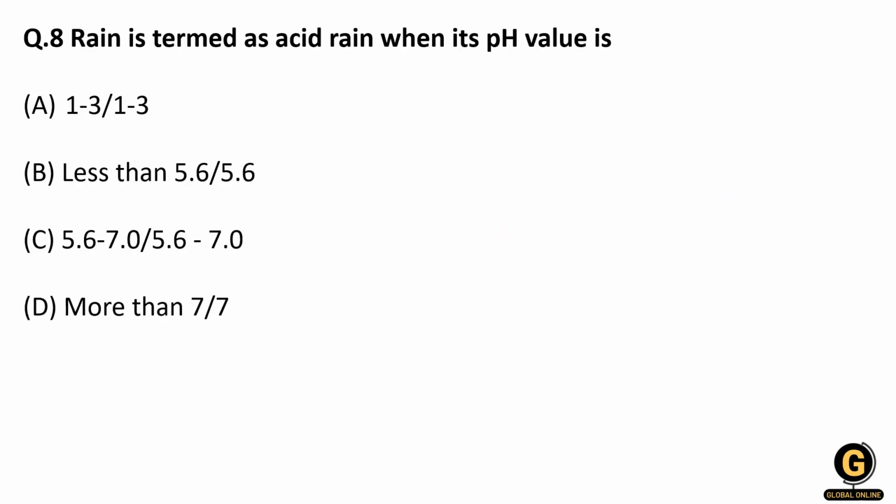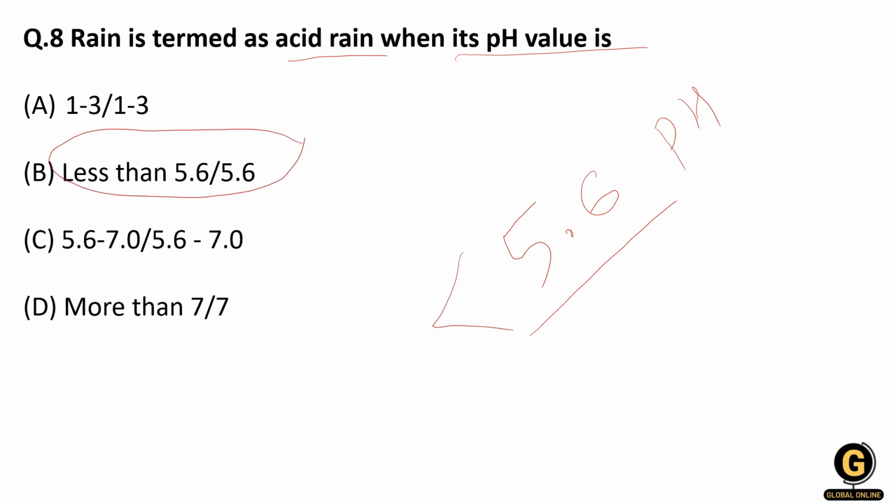The rain is termed as acid rain when its pH value is... So students, generally the pH value of normal rain is 5.6, and when it is below this, it is called acid rain, right? So less than 5.6 is called acid rain, and the acids of sulfur and nitrogen. Whenever acid rain happens, it will have H2SO4 and HNO3 in it, right? So remember, if the pH value of the rain is less than 5.6, then it is called acid rain.